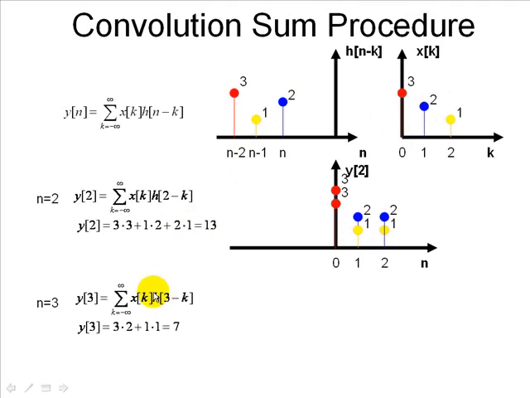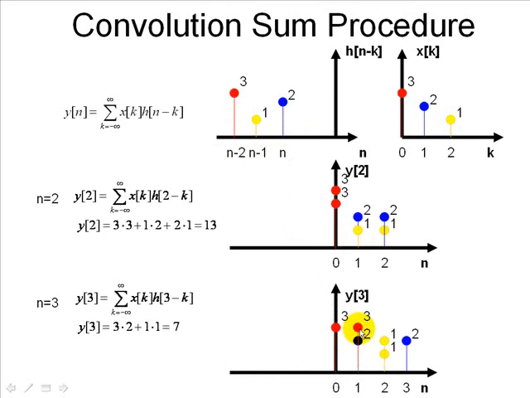Likewise for n equal 3, we'll see that the 3 will move into here for this h sub n minus k when n is equal to 3. So this 3 will be located at 1 shown here, and then this 1 will be located at 2, and then this 2 will be located at 3 right here. So the only overlaps are this 3 times 2 and 1 times 1 shown in this equation, which yields 7.